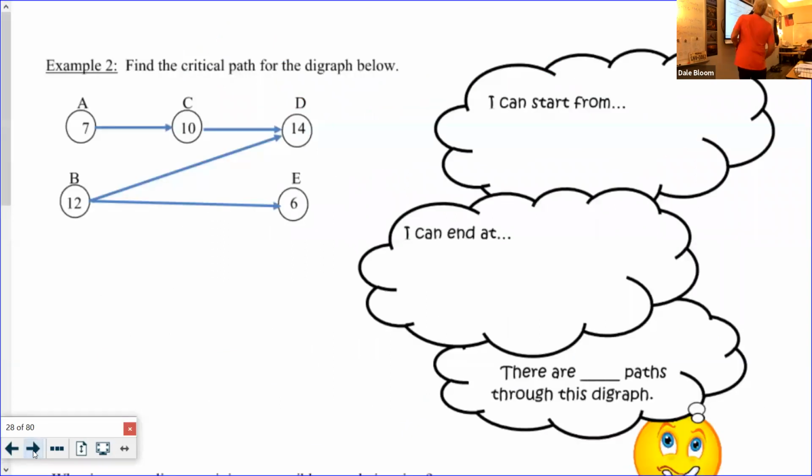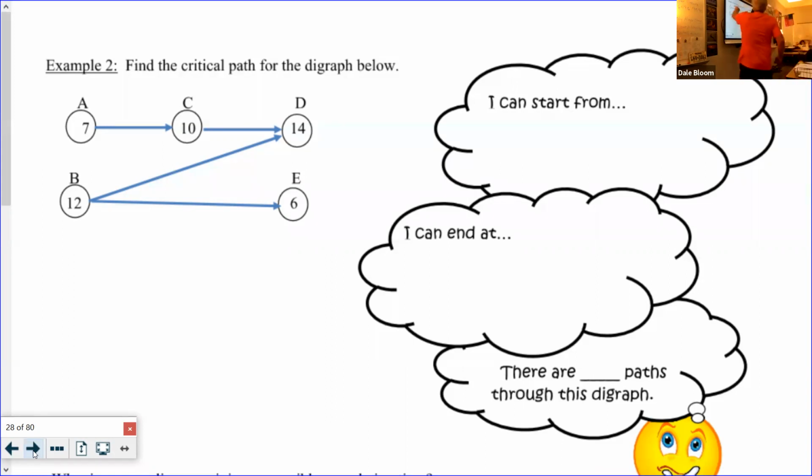Here's example two. This is in your handout. This is page four. You got your handout, Aiden? This is for a grade today, so turn this in before you leave. Again, I'm going to ask the same question. You should be able to ask this if I give you a set of tasks. Where can I start from in this digraph?